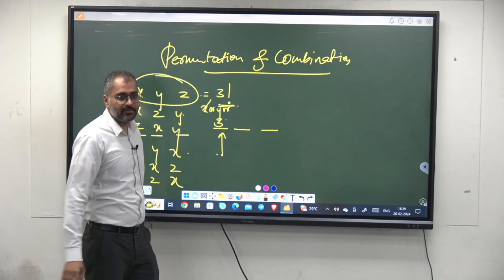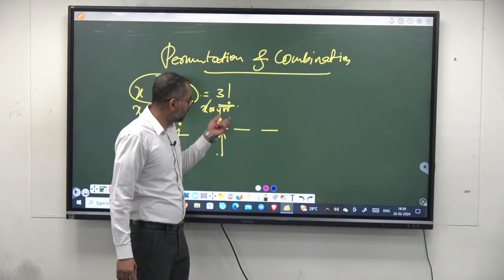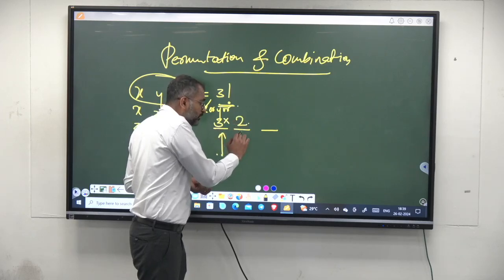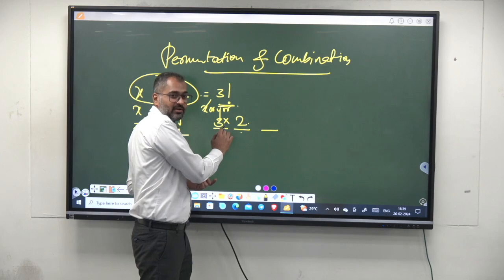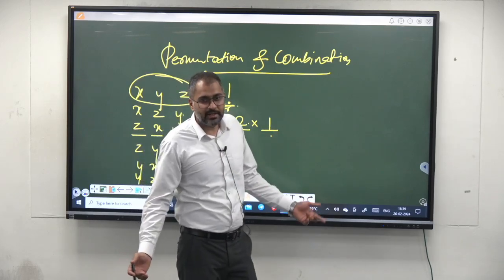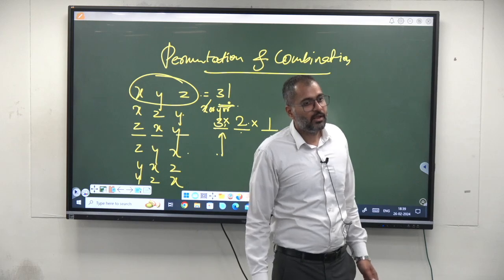Let's say I put X here. For this position, how many choices do I have? 2. And I'm going to fill this one. And is always what? Multiplication. Now I'm going to fill this one. How many choices? That's only 3 into 2 into 1, which is 3 factorial.